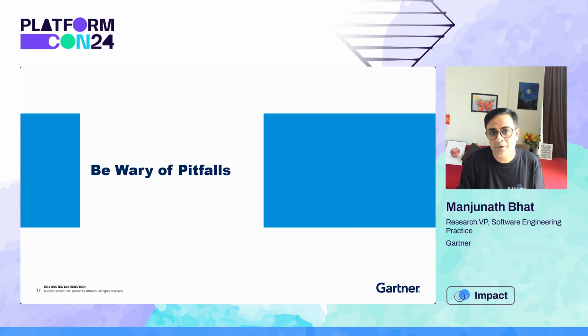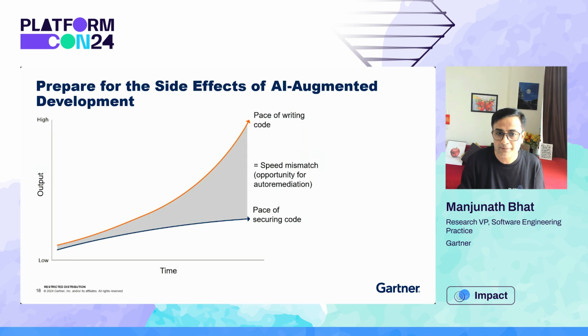Now, having looked at all of the benefits of AI augmentation, let's also be wary of pitfalls. I want to point out very quickly a couple of pitfalls. One is, what we've really seen is, as you start using AI augmentation to automate code generation or just in your development process, what you'll find is it exponentially increases the pace at which you can write code. But remember, the pace at which you can secure code does not increase at the same rate. It has a linear or at most a logarithmic scale of improvement. And so what this points out is a cadence mismatch.